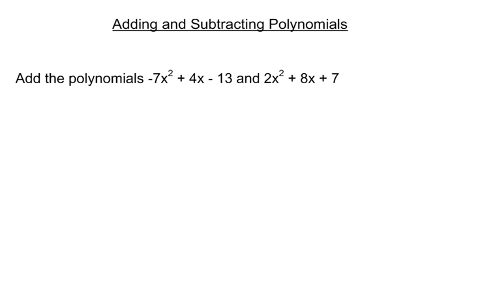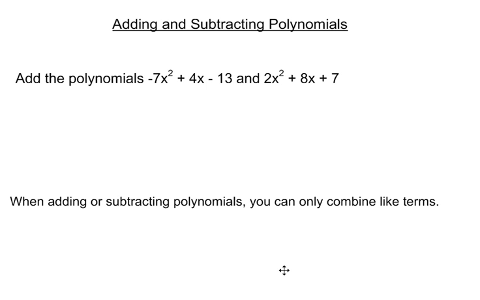So, just like I was saying, there it is. When adding or subtracting polynomials, you can only combine like terms. So just what we were saying with the PEMDAS a second ago, whenever you're adding and subtracting, you can only combine the terms that are exactly alike. So taking a look at this problem now, it says to add the polynomials, negative 7x squared plus 4x minus 13 and 2x squared plus 8x plus 7.